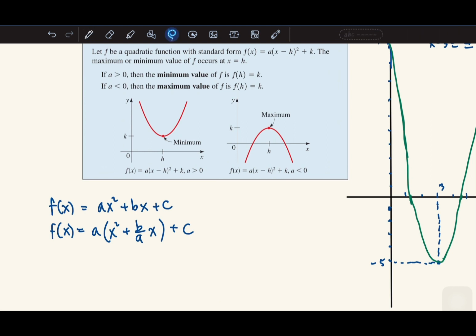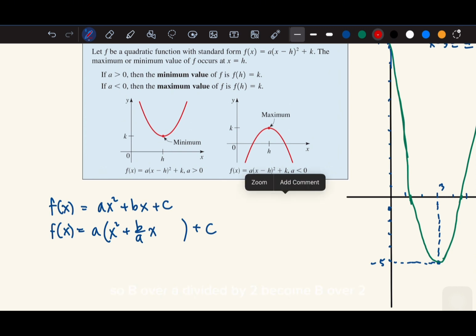Okay, using ABC. So we take this and divide by 2 and then square. So b over a divided by 2 becomes b over 2a. Okay, and then squared. Yeah, b squared over 4a squared. Right. So let's write that. So plus b squared over 4a squared. So we need to also multiply with a. So we take minus a. Let me write all the things here like that.